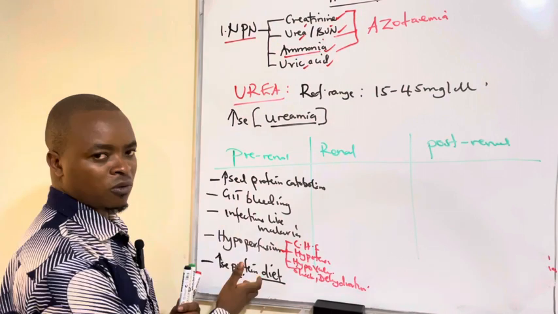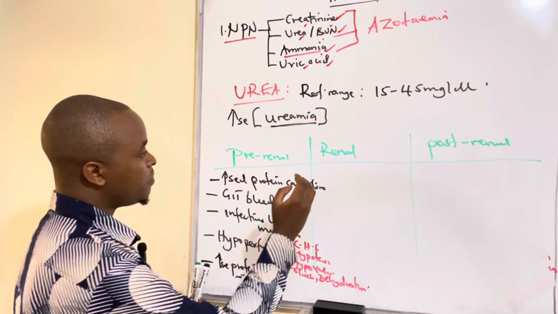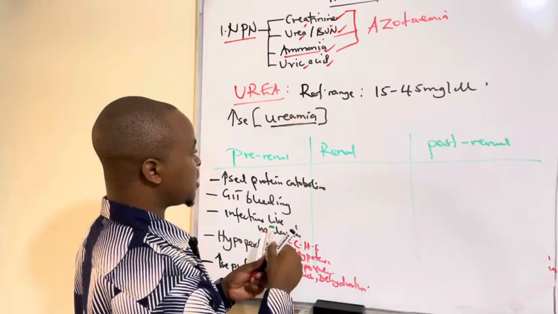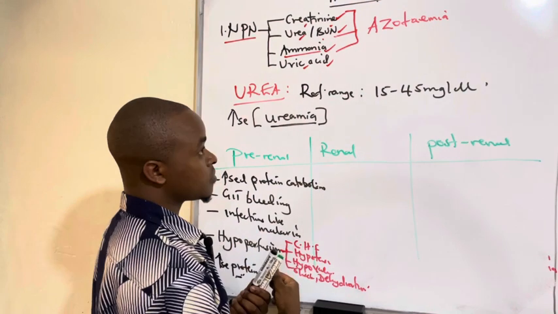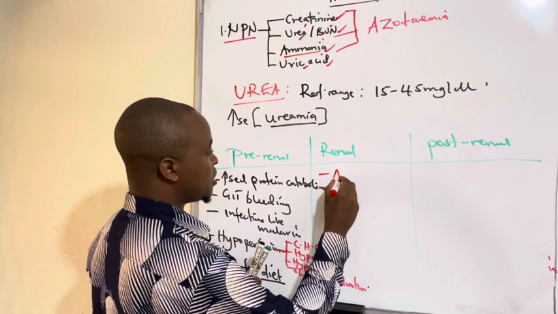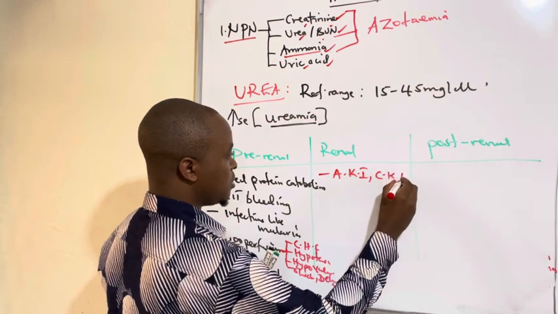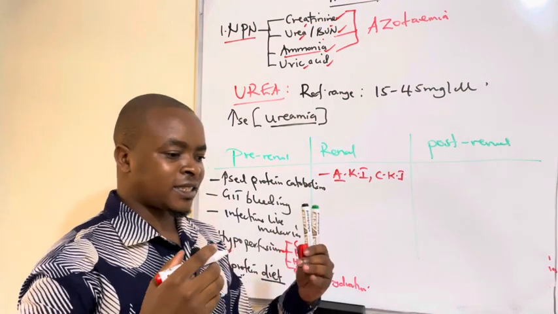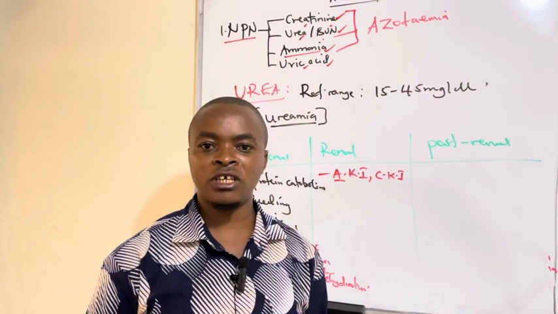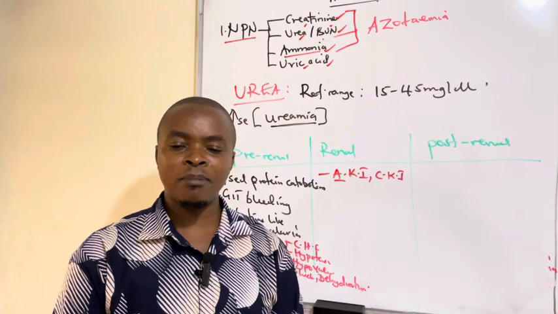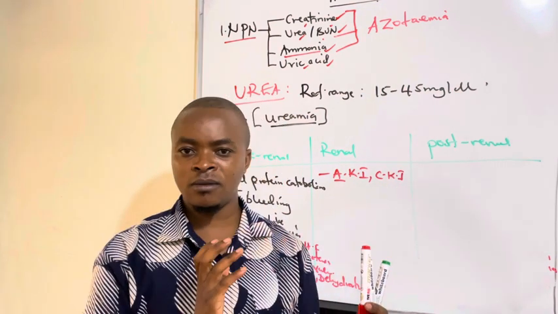Then these are pre-renal. The kidney is doing well, but the cause is outside the kidney. Then the renal causes, there are those kidney diseases which we have outlined, like acute kidney injury and chronic kidney injury. Acute means the cells of the kidney are failing within hours. Within 1 to 2 hours, the kidney shuts down. But chronic is whereby the kidney cells are destroyed progressively within a couple of years. That is what we call chronic.